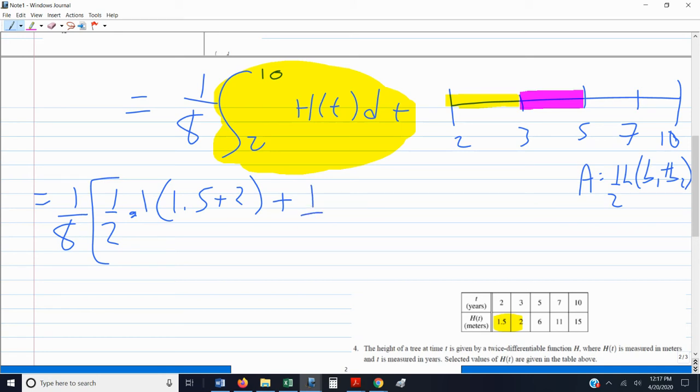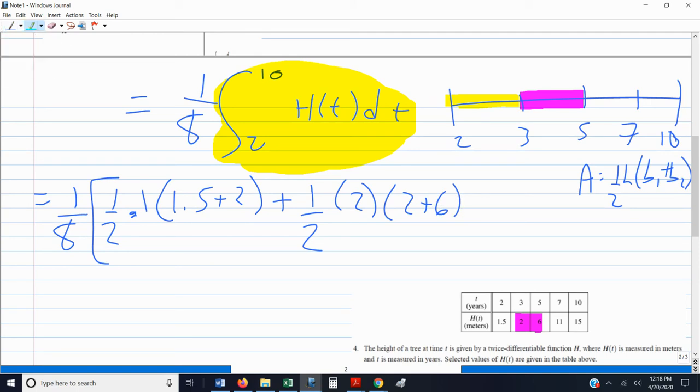So the next trapezoid, 1/2 the height. So this height is going from 3 to 5. That is a height of 2. And then if I look at the bases at 3 and at 5, the bases are 2 and 6. So B1 plus B2.